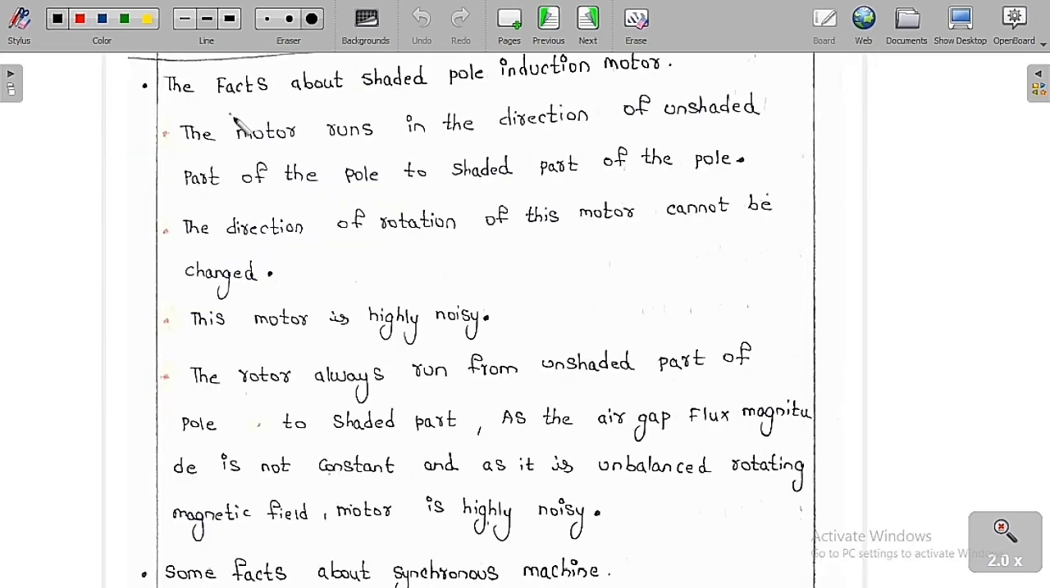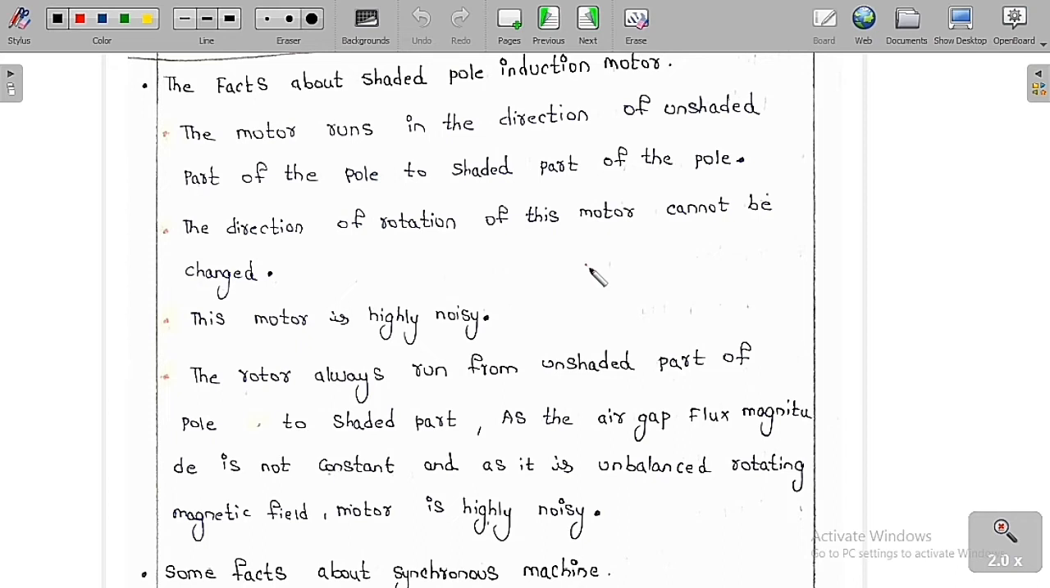Now we'll discuss some important points regarding the shaded pole induction motor. Some facts about the shaded pole induction motor. The motor runs in the direction from the unshaded part of the pole to the shaded part of the pole. I have already told you this point in a very detailed manner. In a shaded pole single phase induction motor, the motor always runs from the unshaded part of the pole to the shaded part of the pole. And the direction of this motor cannot be changed, basically when the machine is fixed.